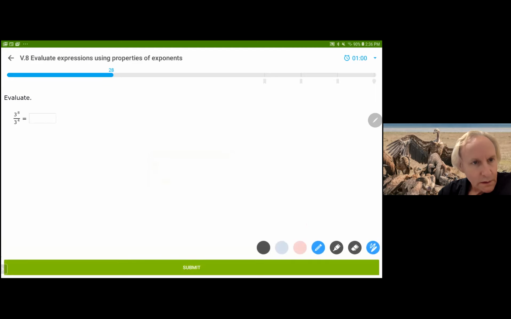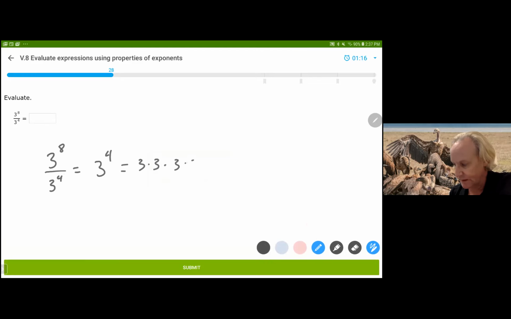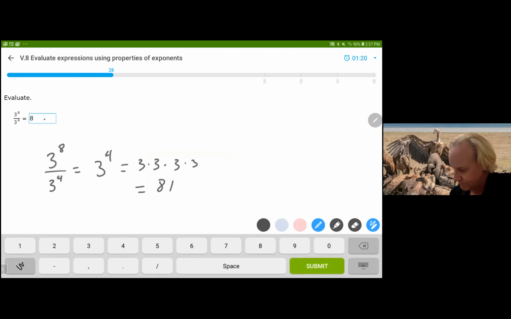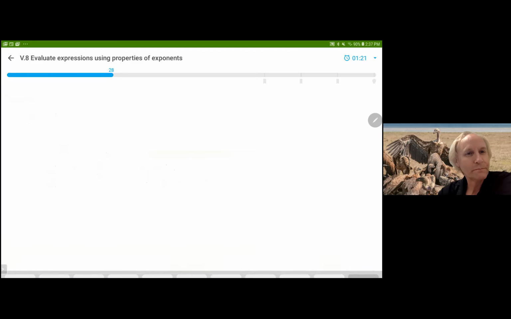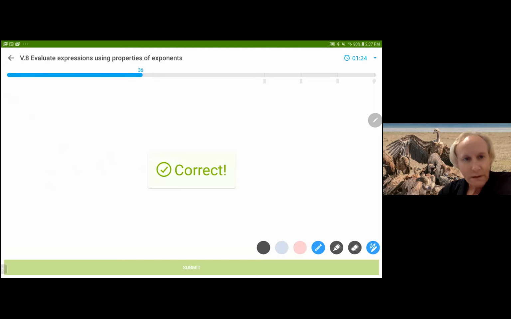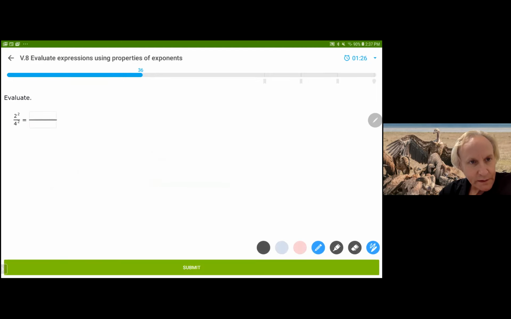And 3 to the 8th over 3 to the 4th, I'm subtracting the exponents. 3 to the 8th, I'm going to write it because you might not be able to see it well, is 3 to the 4th. And of course, that's 3 times 3 times 3 times 3. And 9 times 9 is 81, isn't it? Let's see what we got here.